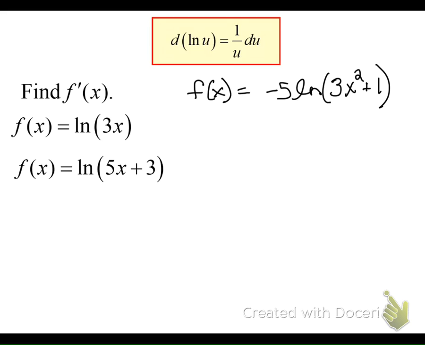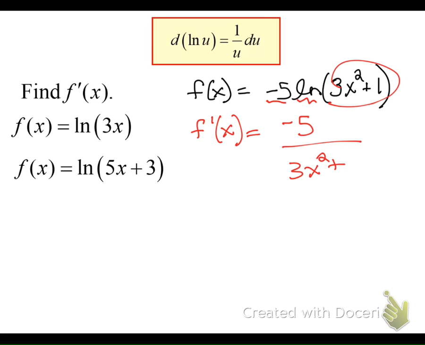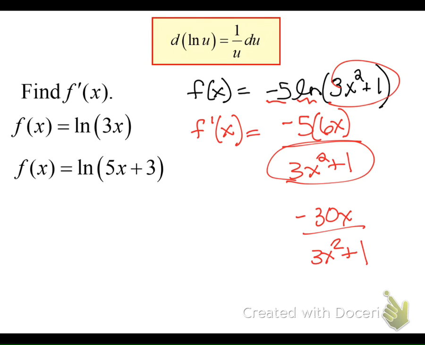Okay, you try this one. Hit pause and give it a shot. All right, let's see how you did. The derivative would be derivative of the outside, bring down your -5. Derivative of natural log is 1 over this stuff times the derivative of this stuff, which is 6x. And then just clean it up: -30x over 3x squared plus 1. How'd you do? Hopefully you're hanging in there.